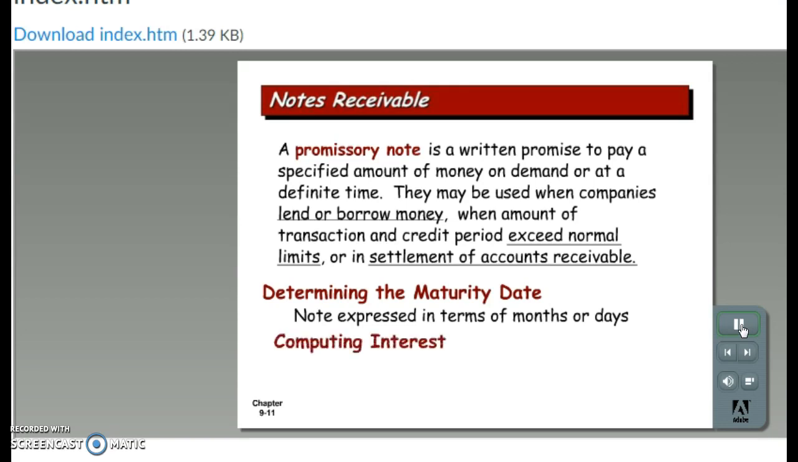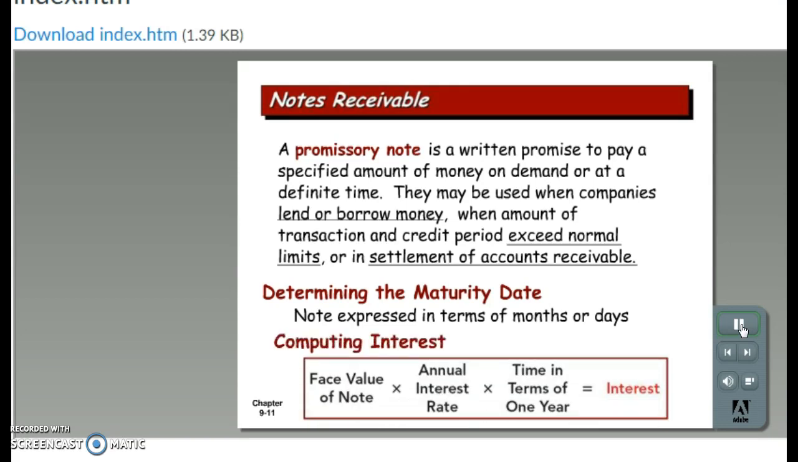The formula for computing interest is face value or principal multiplied by the annual interest rate multiplied by the time in terms of 1 year.